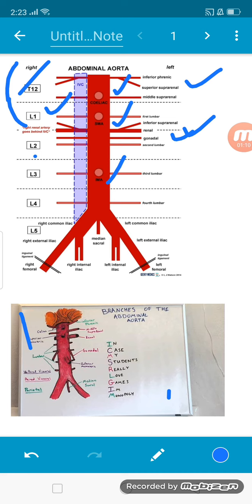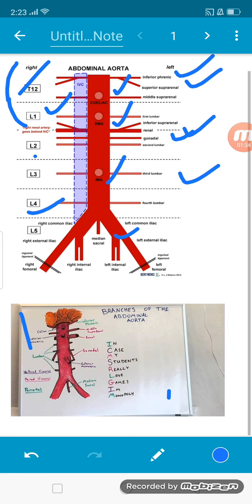Then it gives three parietal branches. One of them is unpaired, which is called the median sacral. The other paired arteries are the inferior phrenic arteries. Remember, the inferior phrenic is the first branch that the abdominal aorta gives. Others are the lumbar arteries and the common iliac arteries as well. The common iliac artery arises at the level of L4, so you must know that as well.